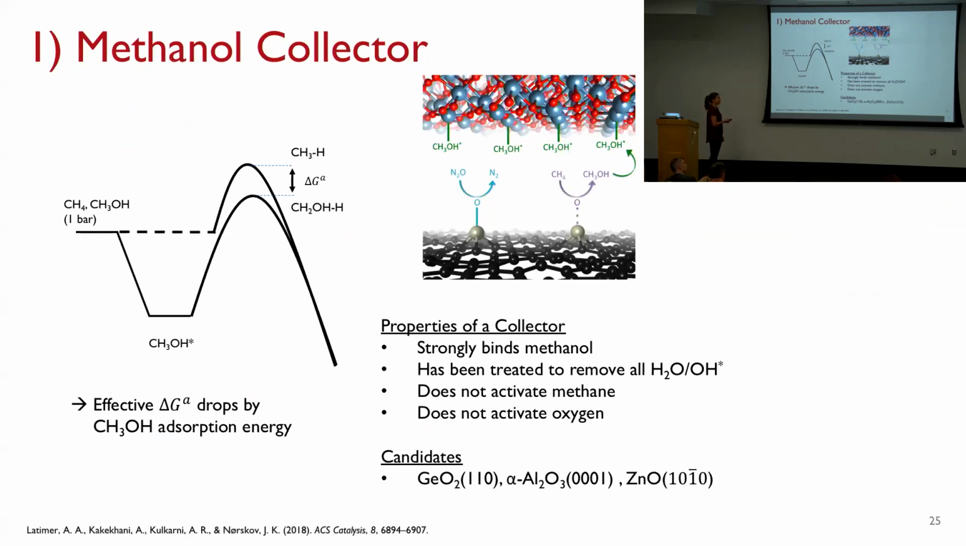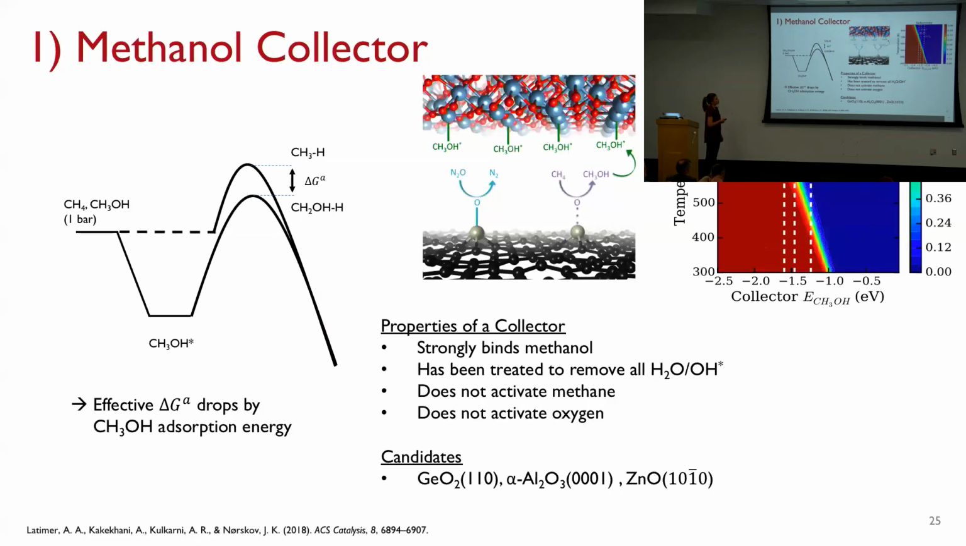With these qualities in mind, we've actually identified some candidates that follow all of these traits, and you can plot these candidates now as a function of both temperature and of the collector's binding energy. So now I'm showing selectivity in red is good and blue is bad. And we can see that for our best collector, aluminum oxide, we can maintain near 100% selectivity up to about 600 Kelvin or so. And that's up until the collector gets filled up. So the way to think about this really is that the collector is sort of acting analogously to a heterogeneous protecting group that will protect the methanol until it's ready to be collected.